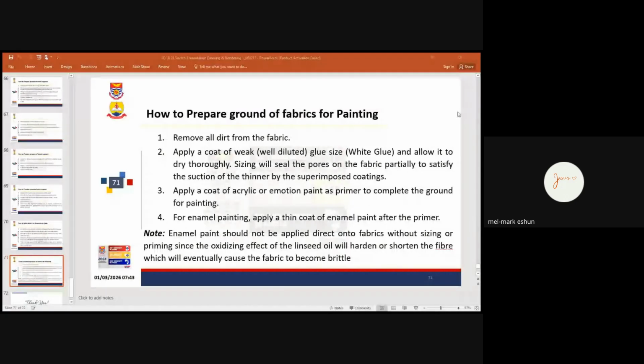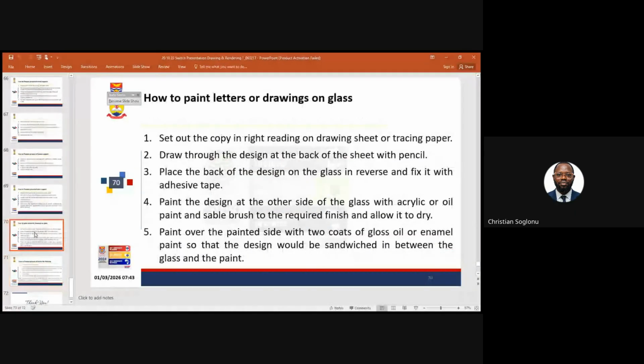I think it's only 2 slides left. That is for how to paint letters or drawings on a glass, and then the fabric one. So I think we should get the understanding well for the 2, then we can call it a day. Okay, so let's go to how to paint letters or drawing on a glass.